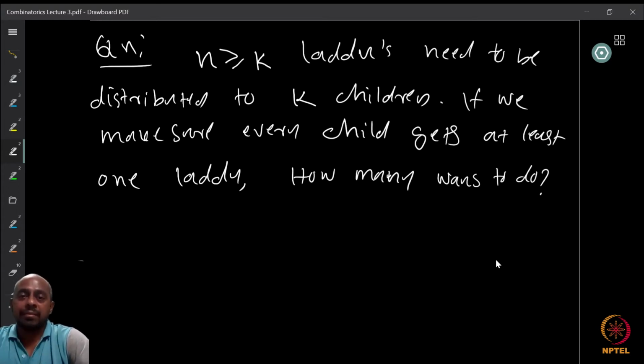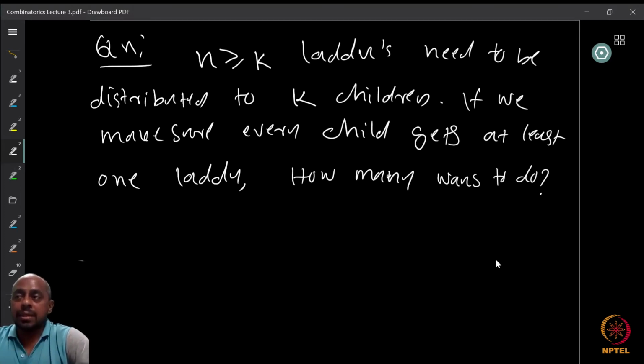That I will guarantee. Everybody will get at least one laddu. Then how many ways can you give the laddus to the K children? That is the question, right? Even though I said that everybody gets at least one, I did not say everybody will get an equal number of laddus. But if you get at least one, you can be happy. So we will make sure that everybody gets at least one.